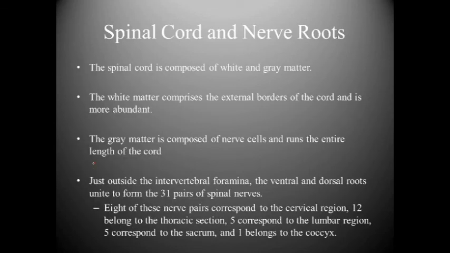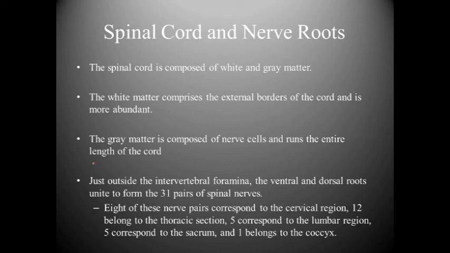The spinal cord is composed of white and gray matter. The white matter comprises the external borders of the cord and is more abundant. The gray matter is composed of nerve cells and runs the entire length of the cord. Just outside the intervertebral foramina, the ventral and dorsal roots unite to form 31 pairs of spinal nerves.